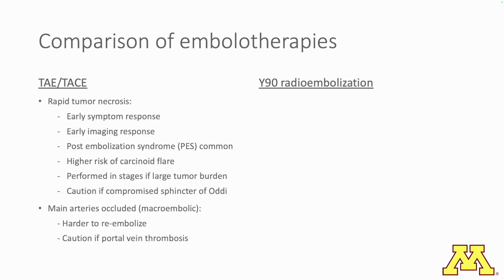And like I mentioned, we are occluding the main blood supply to these tumors, and it's hard to get into those arteries and do the same thing again. However, with Y90, we can do it again if need be.